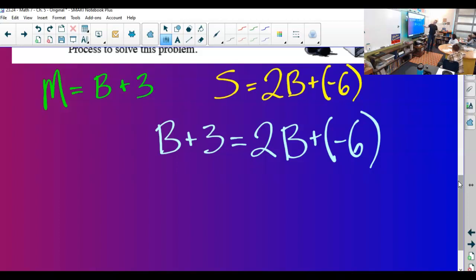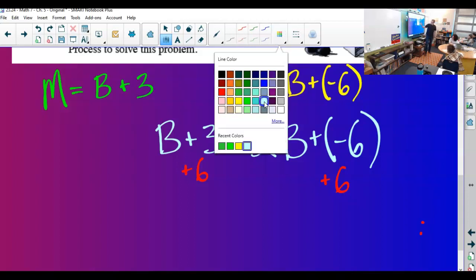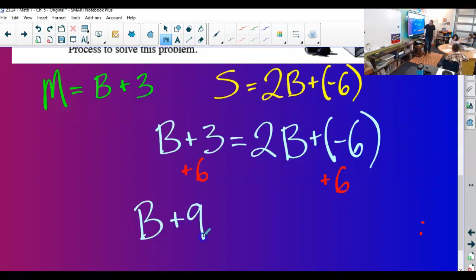How can I get rid of a negative 6? I can add 6. Guys, if you take the time to write this down now, the rest of your life is going to be easier. To get rid of a negative 6, we can add 6. But we always have to be fair and do it to both sides. We still have 2b, but the minus 6 and the plus 6 cancel, just like what we've been practicing when we make zeros. So now my left side is b plus 9 equals 2b.